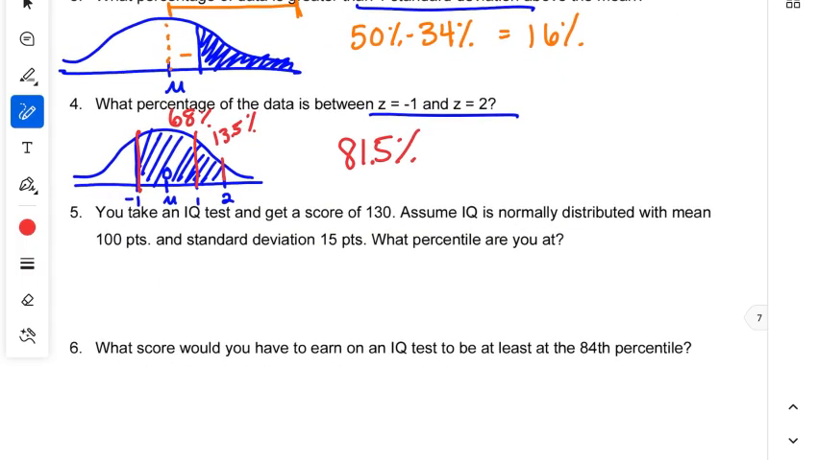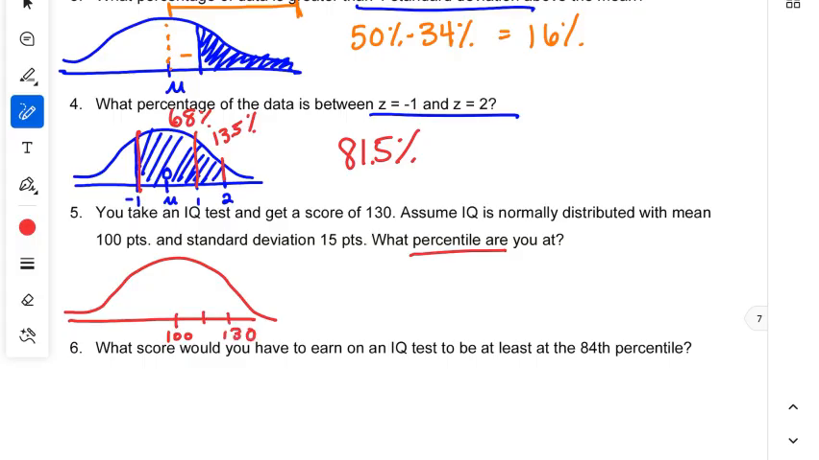Number 5, you take an IQ test and get a score of 130. Assume IQ is normally distributed with a mean of 100 points and a standard deviation of 15. What percentile are you? Okay, so let's look. So we're at 100. Standard deviation is 15. So this would be 115. This would be 130. So remember with percentile, it's at or below. So I would shade at 130 and below.